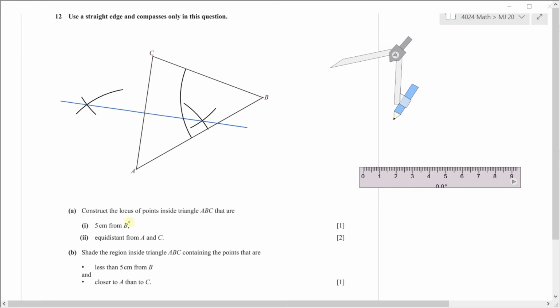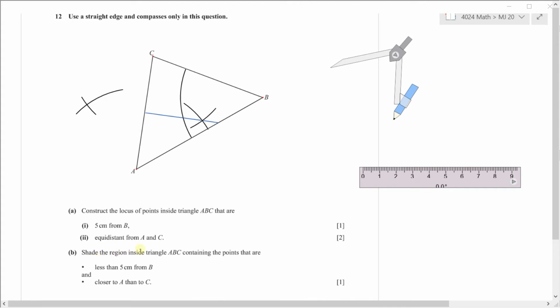So in fact, since the question asks you to draw the locus of points inside the triangle, you can align your ruler between these 2 points and then just draw, instead of drawing the full line like this, you can just draw it inside the triangle starting from this point and ending at this point. So I did not draw this further onwards.